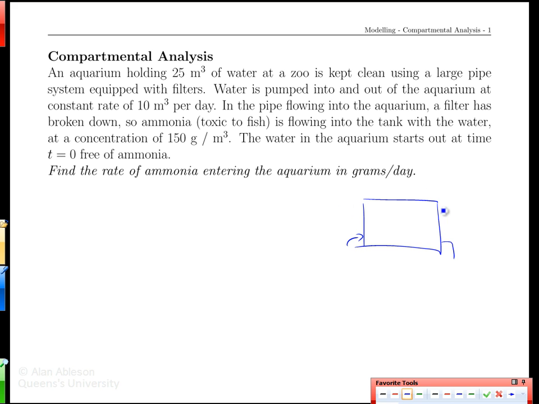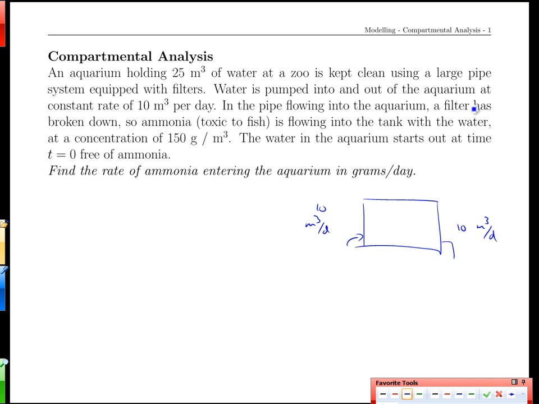What's happening currently is that the water inflow and outflow are at 10 meters cubed per day. As makes sense, the amount of water that comes in a day equals the amount that leaves in a day, otherwise the tank would either overflow or end up running dry. But what is changing is what's happening inside the water.